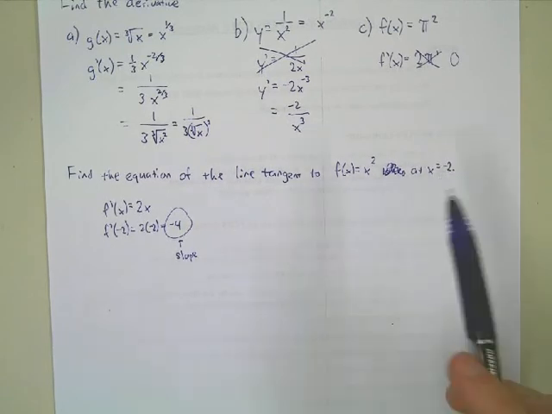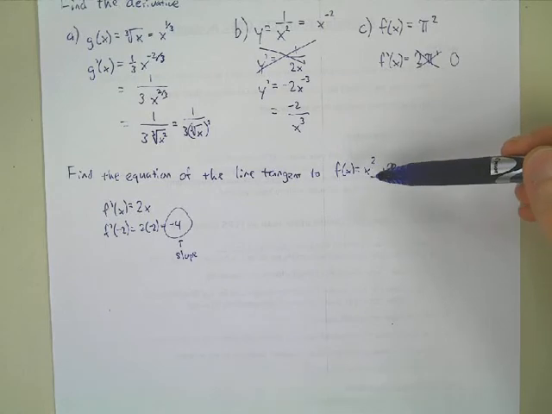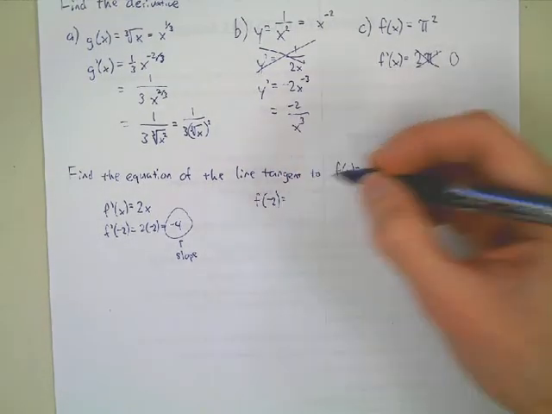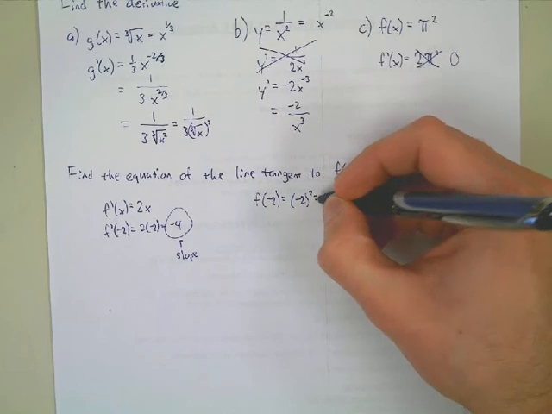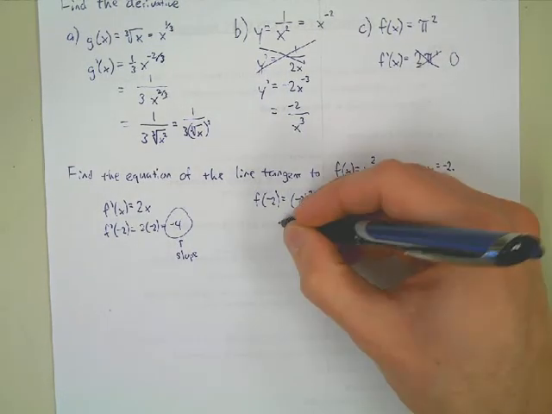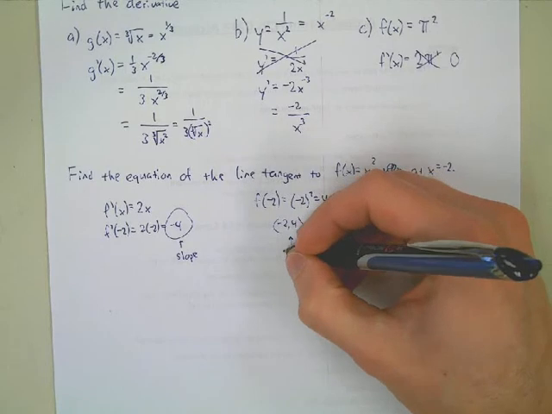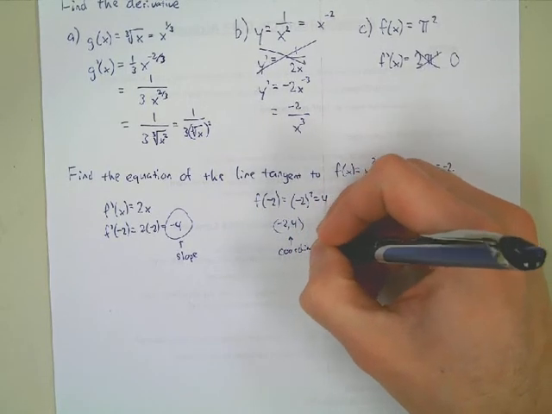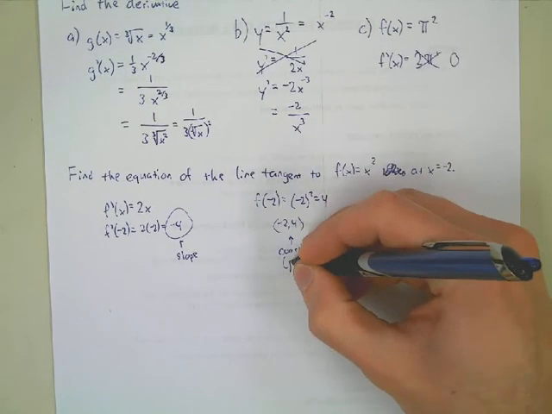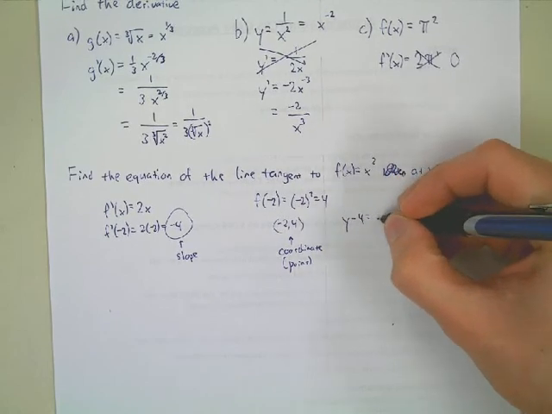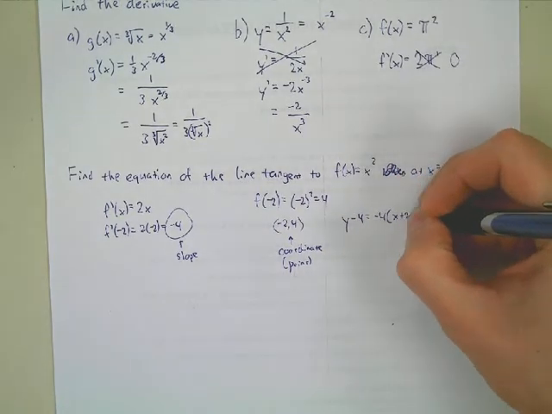So I plug negative 2 in here. So f of negative 2 is negative 2 squared, which is 4. And so I have the point negative 2 comma 4. And now, thanks to point-slope form, I'm done. Y minus 4 equals negative 4 times x plus 2. No need to find a y-intercept or anything like that. We're done.